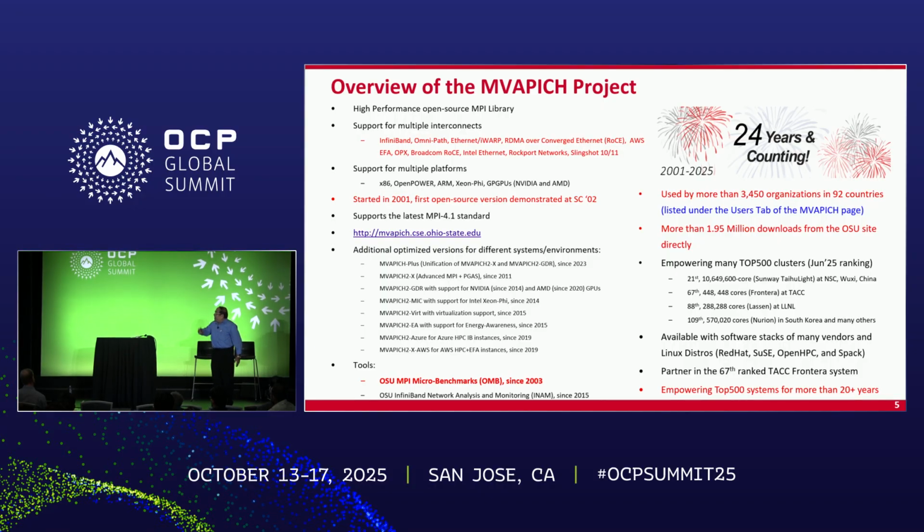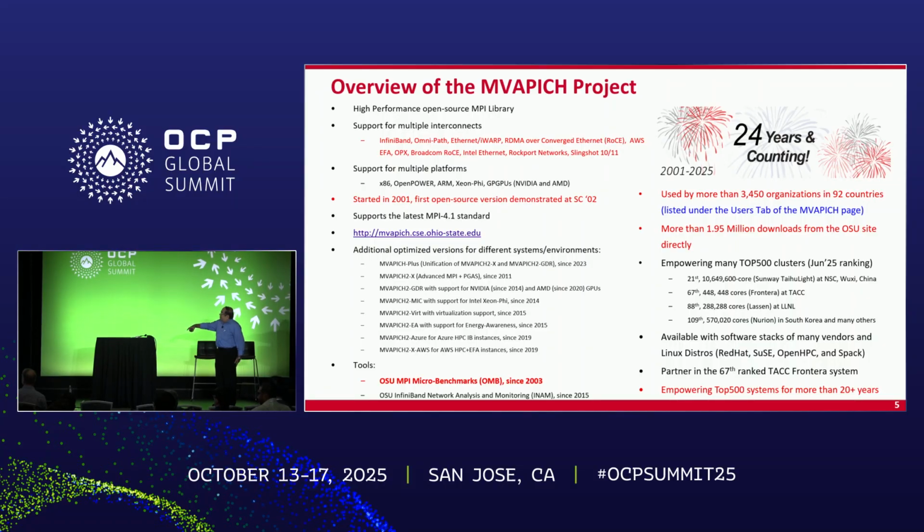I am very proud of my team. We are running this from an academic setting, but running for 24 plus years. We generated that open source stack. Of course, it was initially for InfiniBand, but now we support all interconnects: any HPC interconnect like Omni-Path, Ethernet, iWARP, RoCE, AWS EFA, OPX, Broadcom RoCE, Intel Ethernet, Rockport, Slingshot, and we are also keeping track of the Ultra Ethernet Consortium, Scale-up Ethernet, all those things.